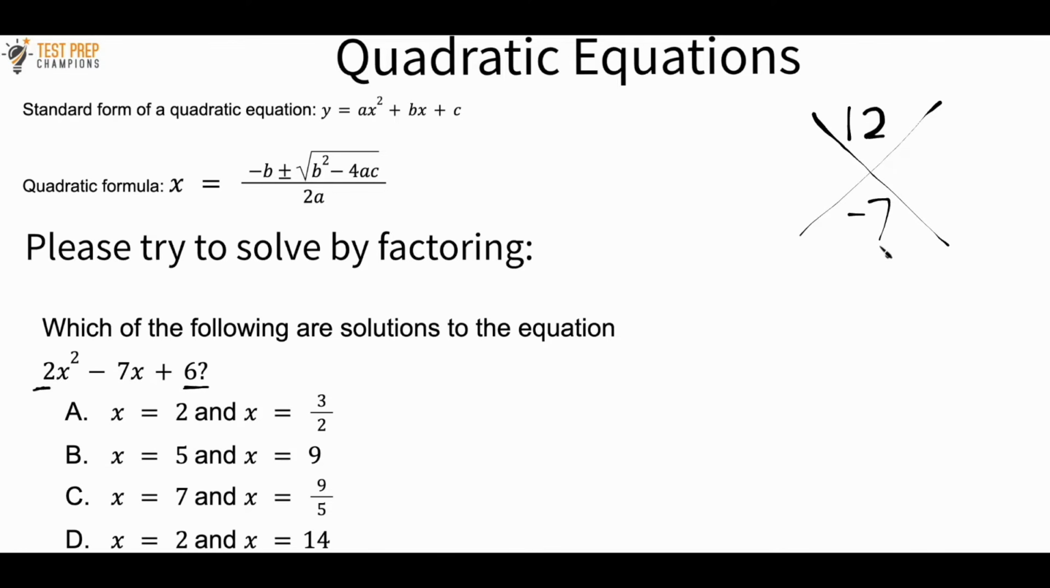So what's the name of the game now? The name of the game is to find two pairs of numbers that will multiply together to give me positive 12, but they have to add up to be negative 7.